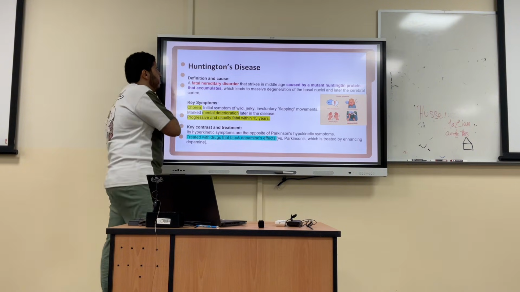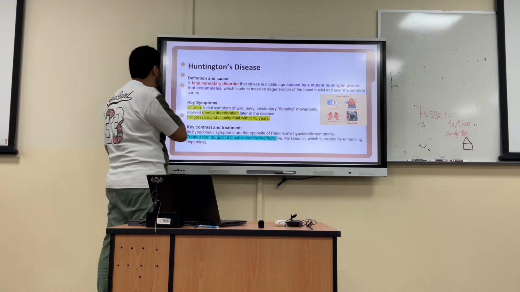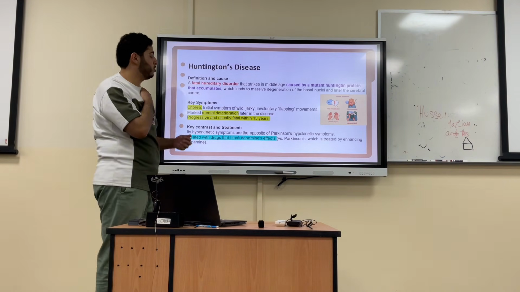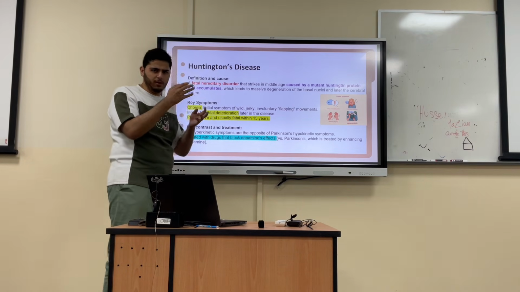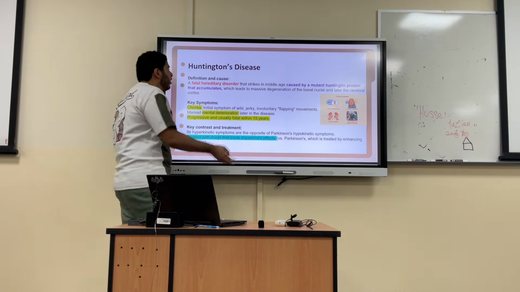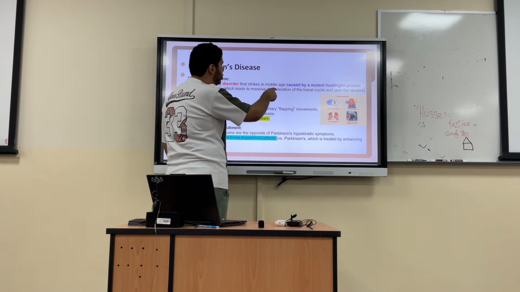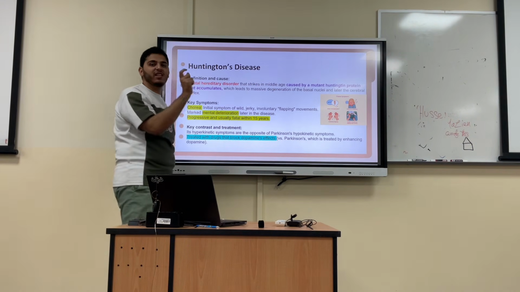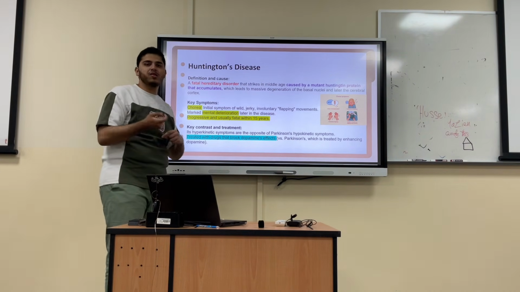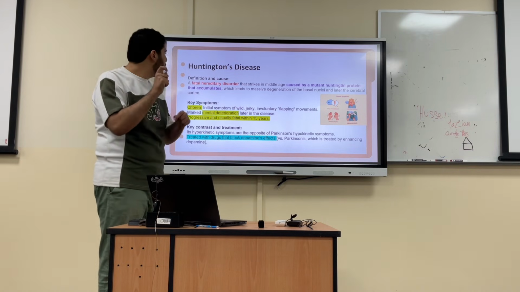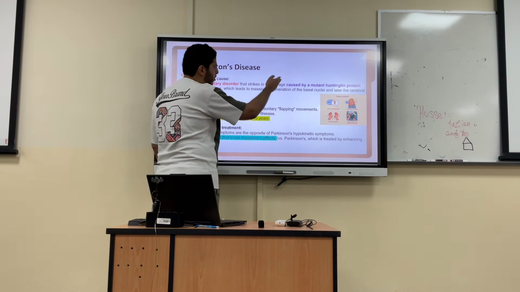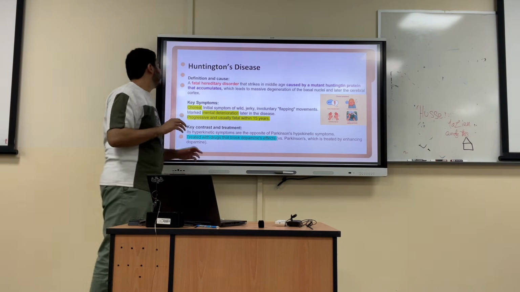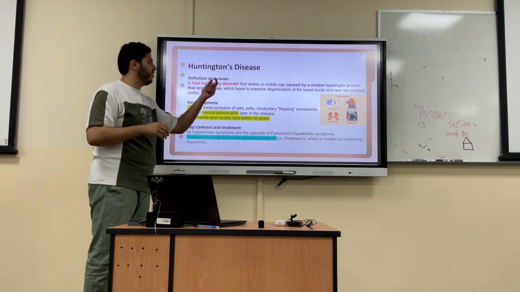Now Huntington disease, the last disease we have here. It is a fatal hereditary disorder, so it can be transmitted from fathers and mothers to their children. It is a degeneration that strikes in middle age, caused by a mutant Huntington protein that accumulates. So there is a protein called Huntington that accumulates within the brain tissue, which leads to massive degeneration of the basal nuclei and later the cerebral cortex as well. So first it affects the basal nuclei.